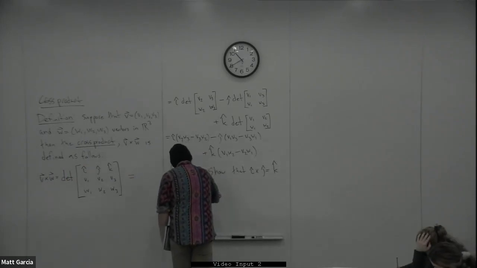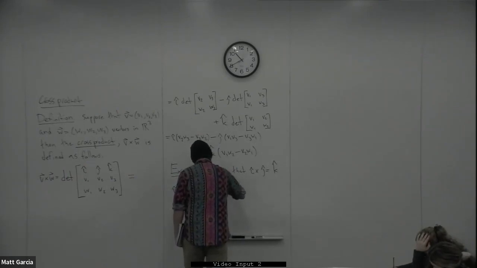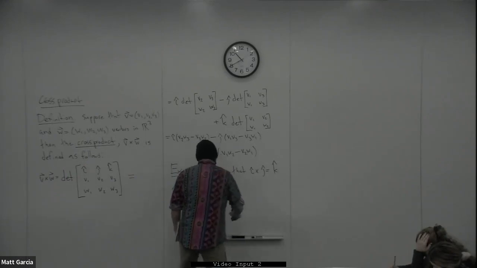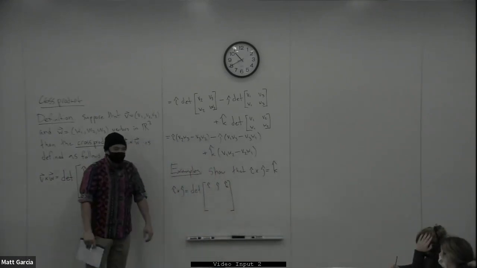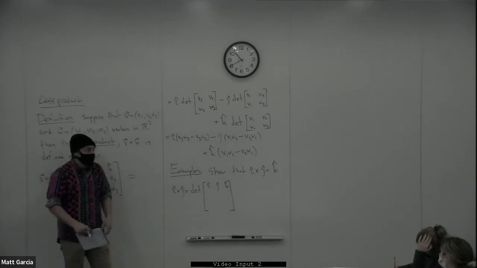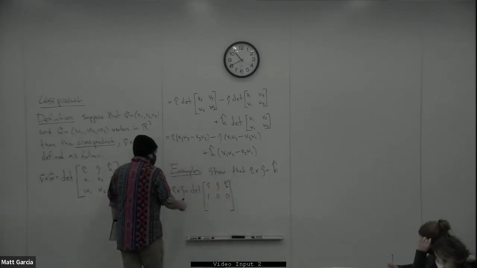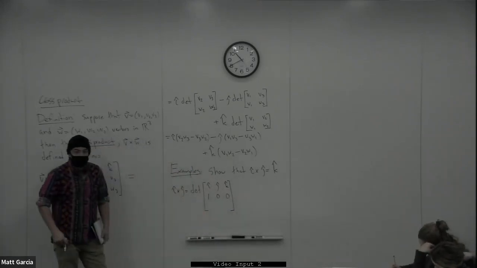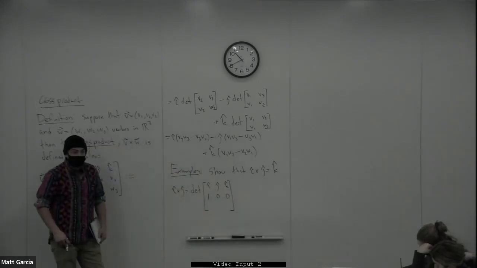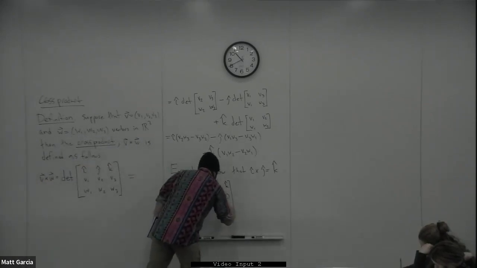Okay, so i hat cross j hat is equal to the determinant of the matrix i hat, j hat, k hat. Then for my second row, I put the entries of i in. What are the entries of i? Yeah, 1, 0, 0. Okay, and then for my third row, I put in the entries of j. What are the entries of j? Yeah, good.